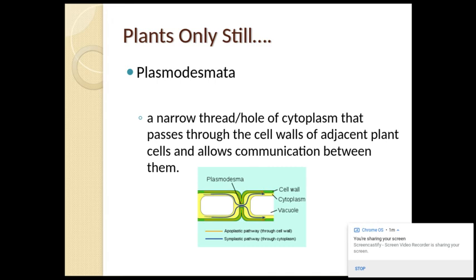Also, something else that's only in plants is something called the plasmodesmata. I don't believe this is on our test at all, but it's just something to be aware of. But it's a little hole in the cytoplasm that helps pass through the cell wall to the next cell next to it. So in a plant cell, there's like this little hole in the cell wall that helps it communicate with the cell next to it, basically. Okay, and that's called a plasmodesmata.